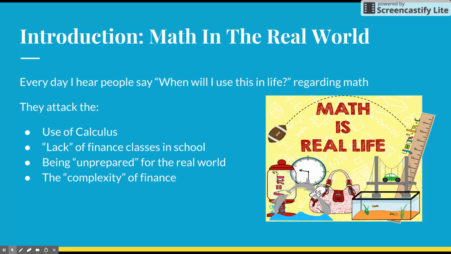So, the introduction: math in the real world. Every day I hear people say, when will I use this in life? What importance is this math class to me? When will I ever use integrals, derivatives, things like that regarding math? And they tend to attack the use of calculus, which is a little bit more complex math, because algebra is seemingly easy to realize what you're using it for in the real world.